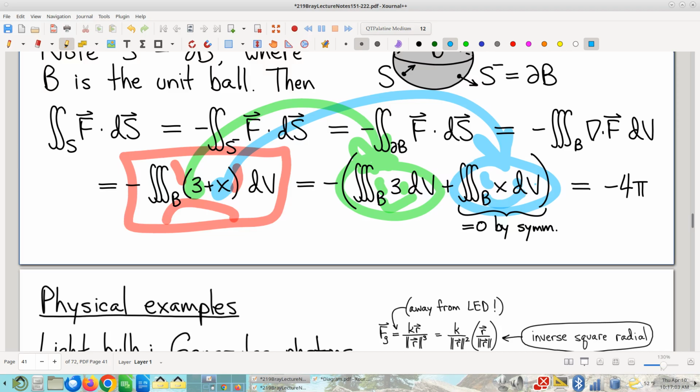Integral of 3 over the unit ball, 3 times the volume. Boom, nothing to it. No trig, no nothing. Integral of x over the unit ball, 0 by symmetry. Boom, done, right? No trig, no nothing. So I think it's a nice move you want to look out for. I encourage y'all to constantly be vigilant to look out for this.